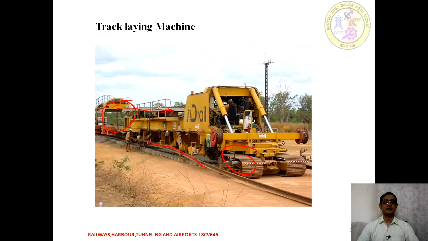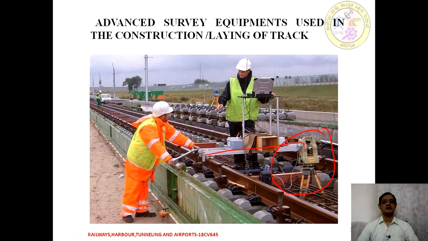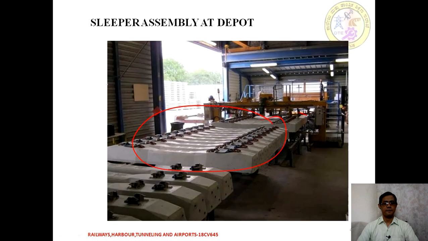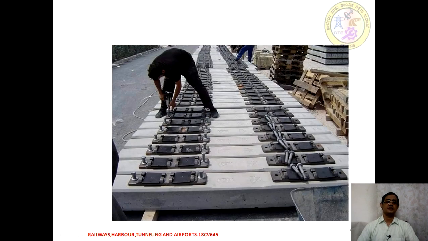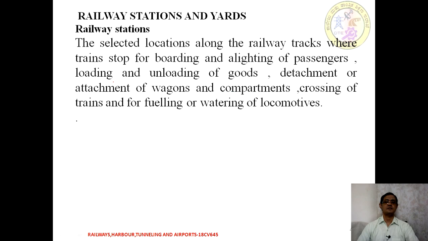So in this image, the sleepers are continuously going to be put in place, and the continuous work will be in progress. This is how the fixtures, the boards, and the bearings have to be placed, which is taken care of in the assembly line or in the depot. Another image of a plaster shows the dynamic tamping machine, which I had already explained.